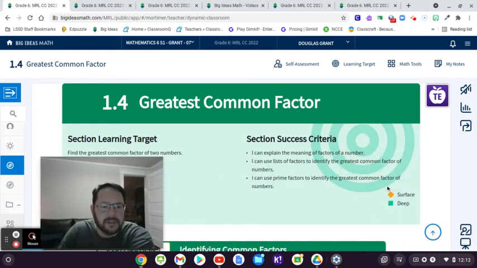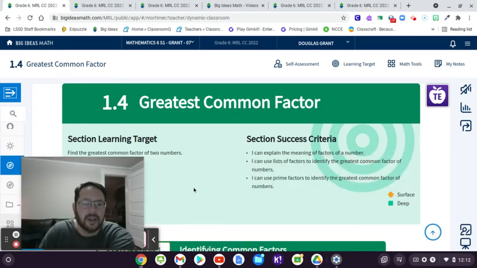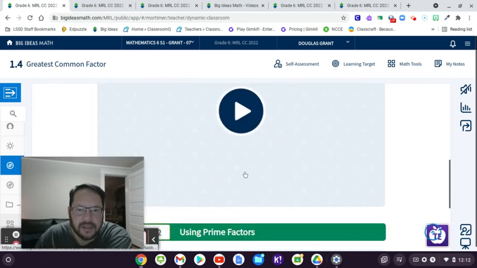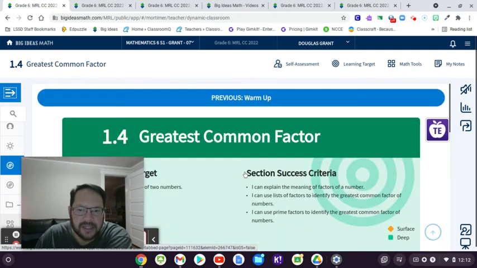Well, ahoy there, mateys. We are going to learn about greatest common factor. It's all about 1.4 this time around. So, common factors are factors or numbers that can be divided into two or more different numbers. Common factors are when those numbers are the same. So, that was kind of confusing. Rather than show you this video, I'm just going to jump right into some examples.